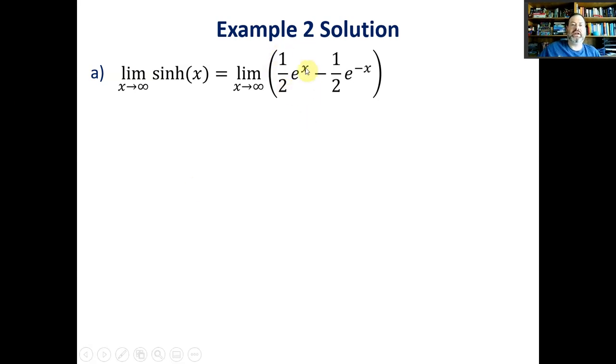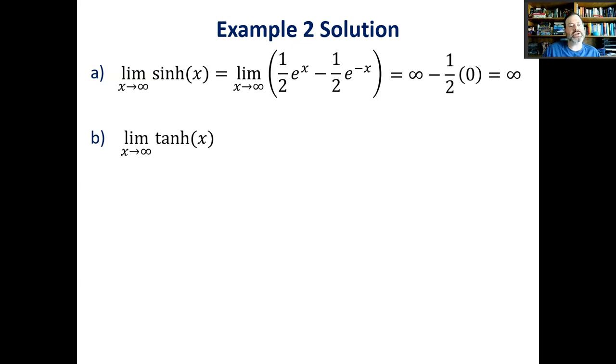Well, this is infinity, right? E to the infinity power is infinity. So this is going to be infinity, and this is going to be 0, right? E to the minus infinity is 0. So you just get infinity minus 1/2 of 0, which is still infinity. So nothing too fancy going on there. Again, it follows from the domain and range. So it's easy to verify. Or you can check your work with a graph or a table. What about tanh x?